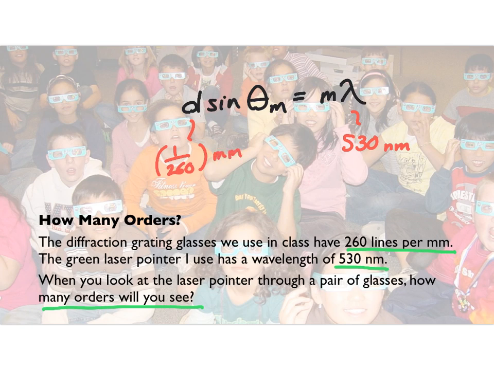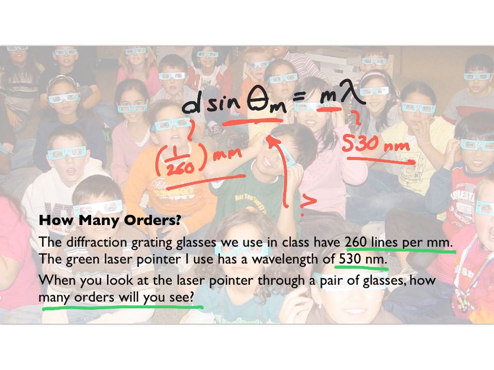Now we have to put both of those in meters, so I have to convert this to meters, and I have to convert that to meters. The other thing I want to look at is this, sine of theta m. As m gets bigger, sine of theta m gets bigger, but there's a maximum possible value that the sine of theta can take on. And what is the biggest value that that function sine of theta can have? Take a second to think about that, and we'll continue.